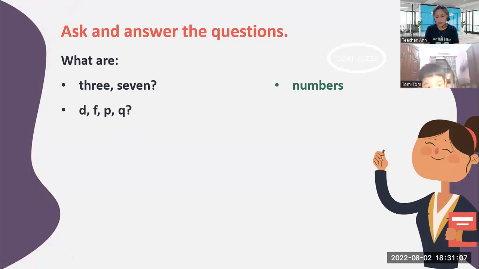Letter. D-A-P-P. Okay, you're right. Letter starts with letter L. Letter. Yes, letter. Okay, very good. Yes, it's letter. Okay, next one.